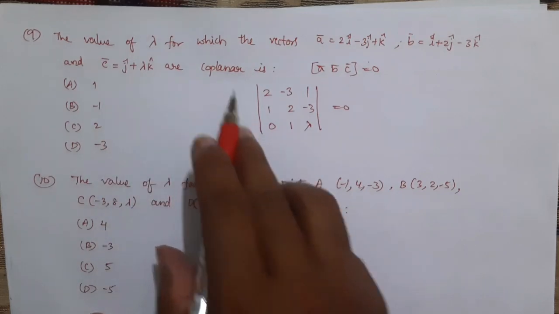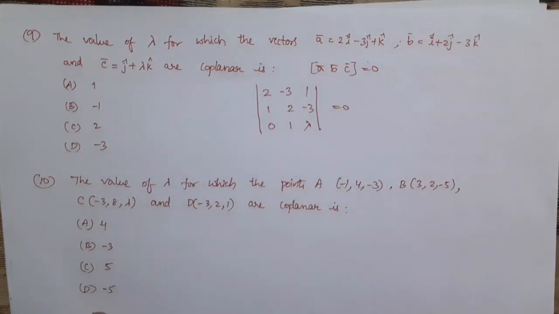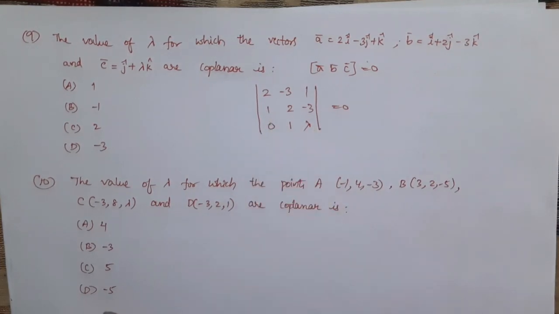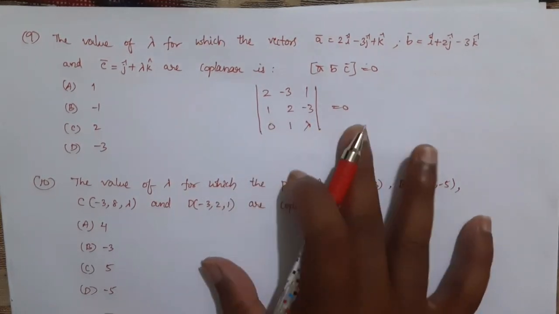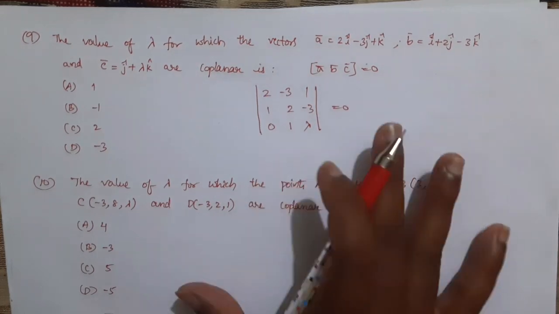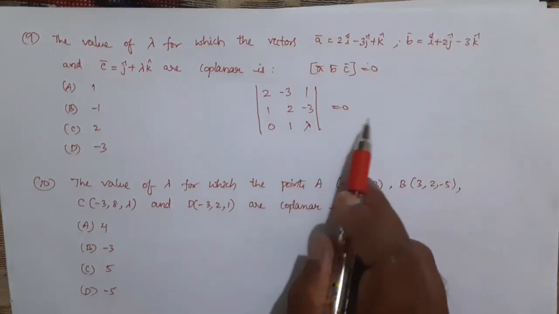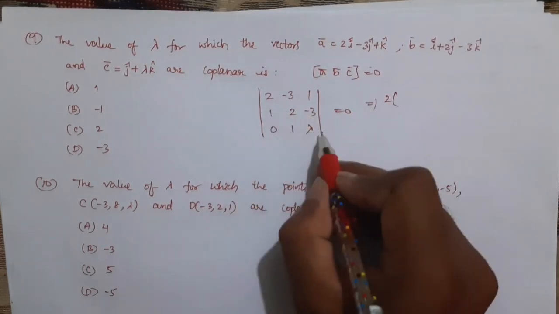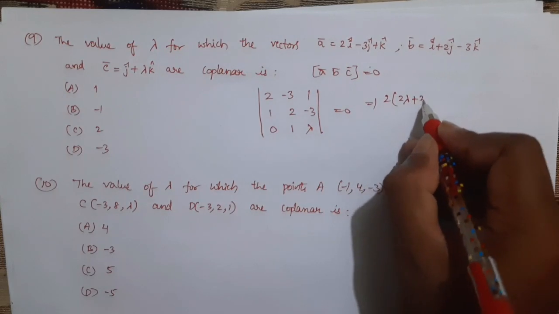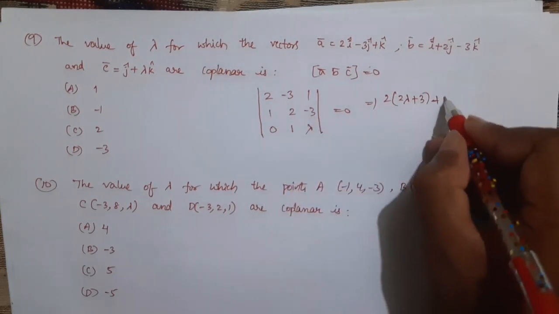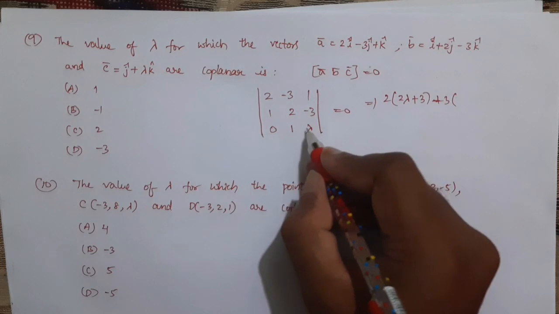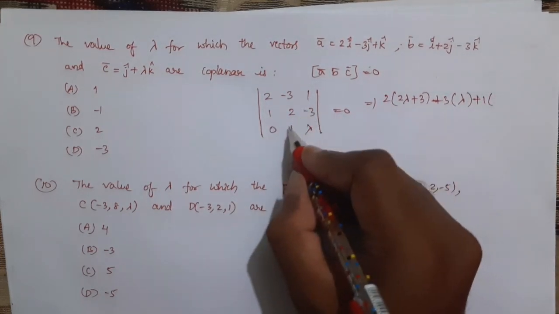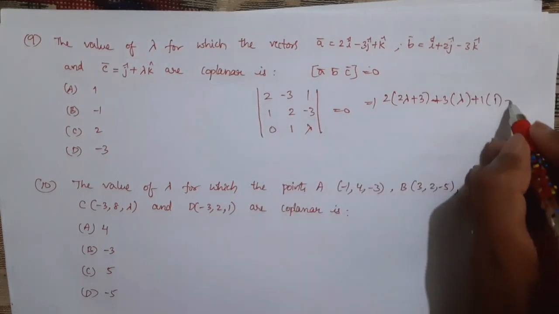So as they said, coplanar means we need to equate this determinant to 0. First A bar scalar components, B bar scalar components, C bar scalar components. Find the determinant and if it equals 0, then it is coplanar. But here an unknown value is there. If you equate you will get the value of lambda. So let's do 2 into 2 lambda plus 3, minus of minus 3 is plus 3 into lambda, and then plus 1 into 1, which is equal to 0.